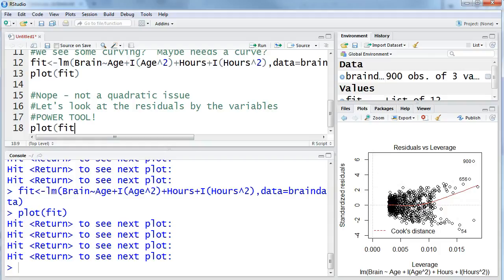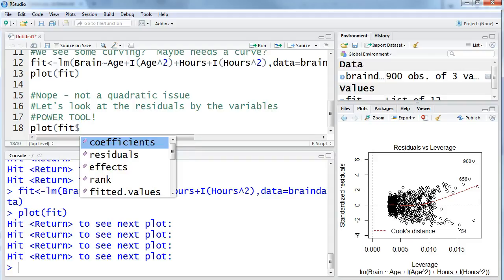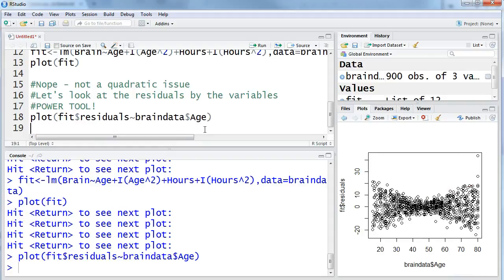So I'm going to tell R, go into the box called fit. That's my regression box, right? It's got a ton of stuff in there. Fit$, and look, here's all the stuff that's sitting in that box. And one of the things is residuals. So I can say, give me the fit$residuals and plot that against, now go into the brain data, which is a different box, right? We've got a box with brain data and a box with the regression output. Since I'm digging out of two different boxes, I've got to call it by each box with the $. Brain data$, let's start with age and plot that.